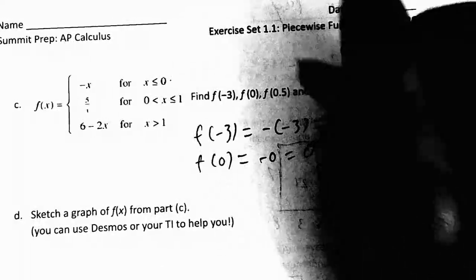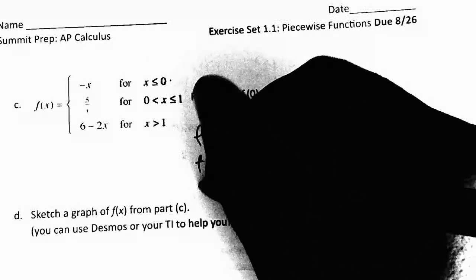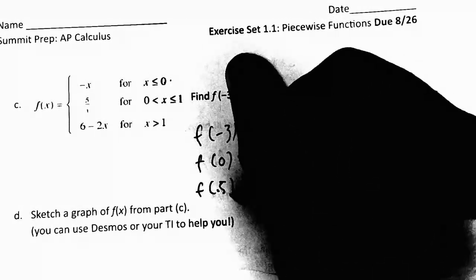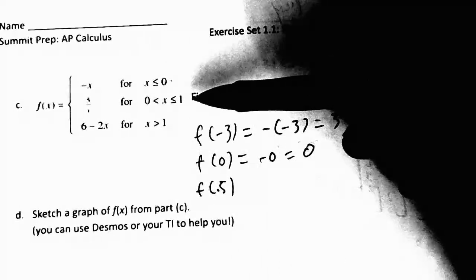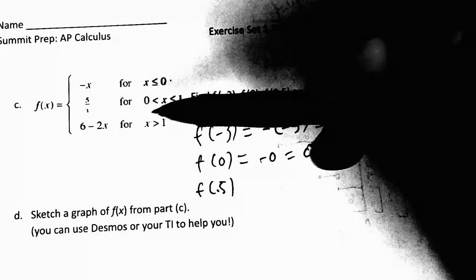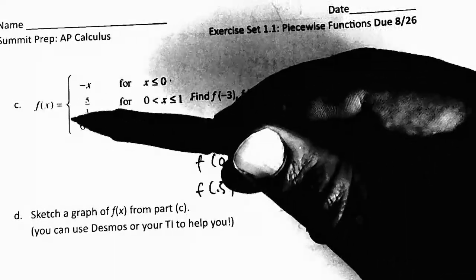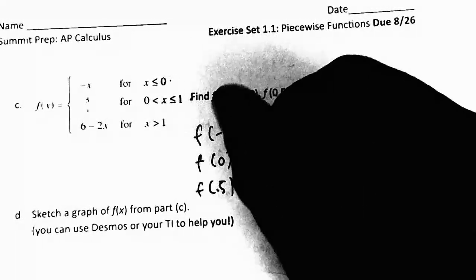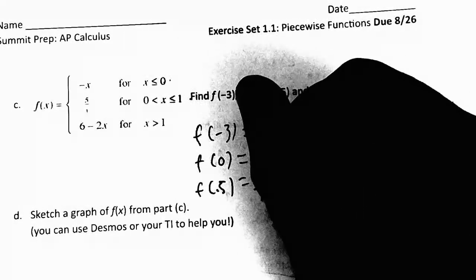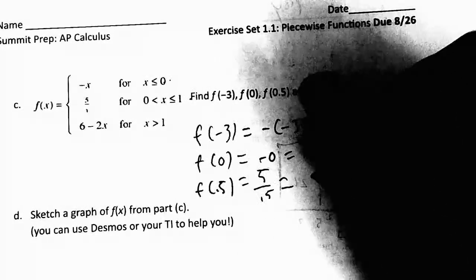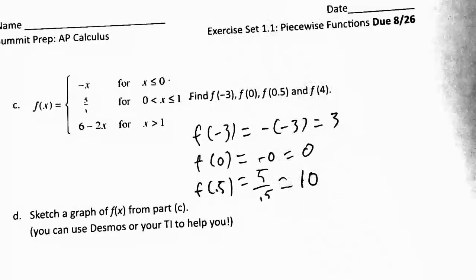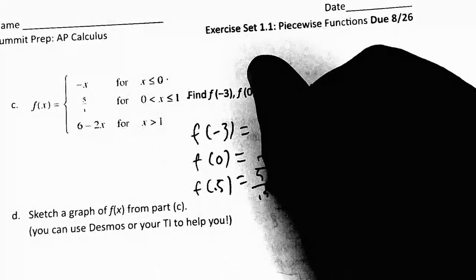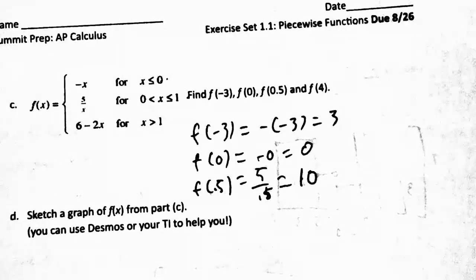Last one. 2 more. F of 0.5. That is between 0 and 1. So I will be using this equation, 5 over x. That means 5 over 0.5, which is 10. Okay? 5 divided by half is the same as 5 times 2, which is 10.